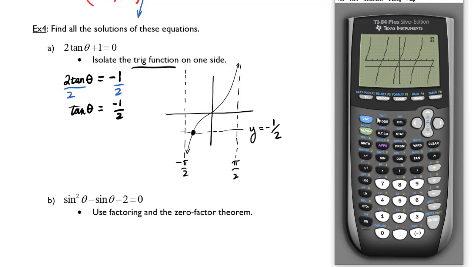So I'll just do second calc intersect. It's checking which curves I'm looking at, and I'm saying yes to both of them. And then I'm going to guess the intersection location, which is about there. And it's telling me that my intersection is -0.46, comma, -1/2.